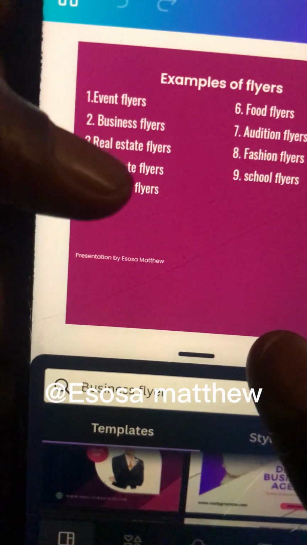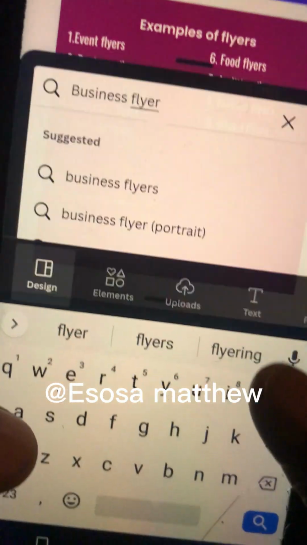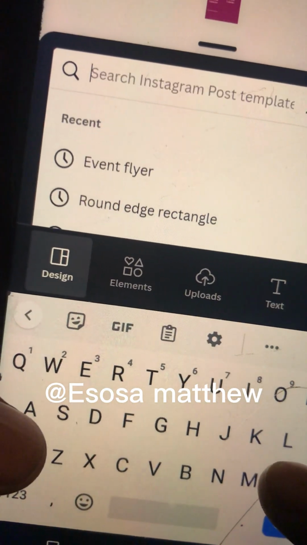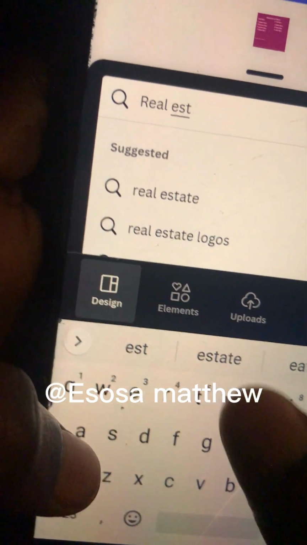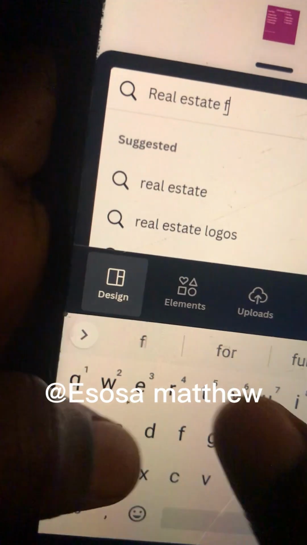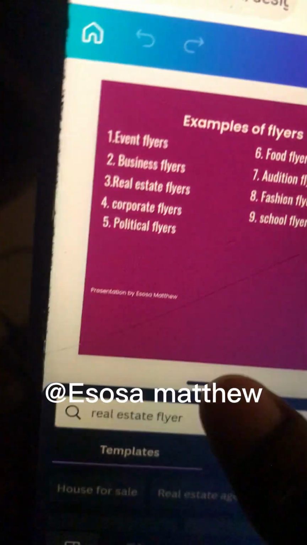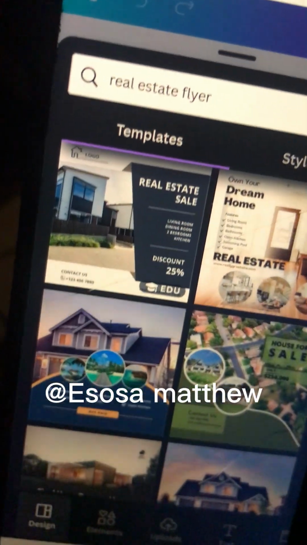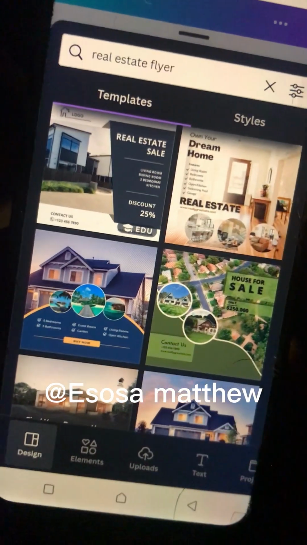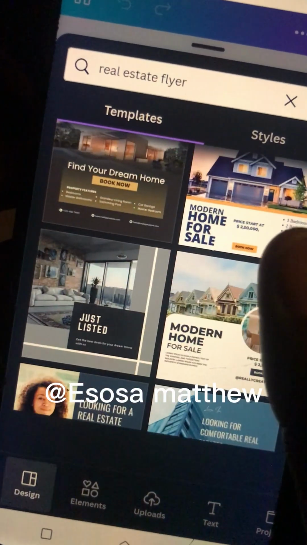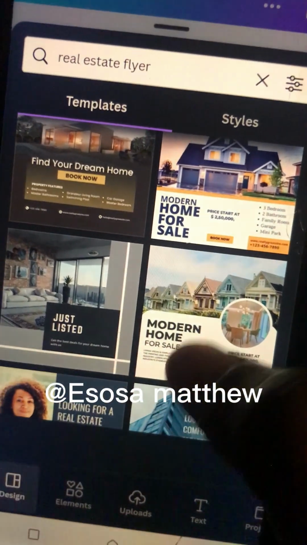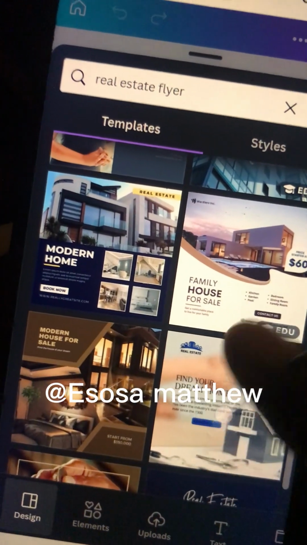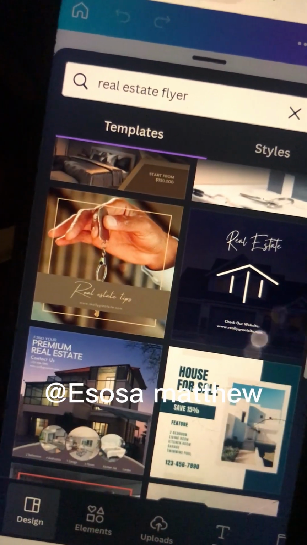All right, so the next type of flyer we're talking about is real estate flyers. So let me search for real estate flyers. You can see that real estate flyers are usually different from the other types of flyers, because they are used by real estate agents to promote either their services or the properties being sold. So these are examples of real estate flyers.